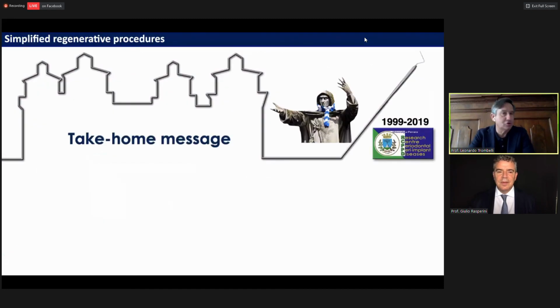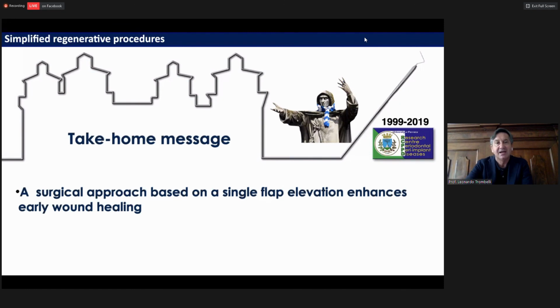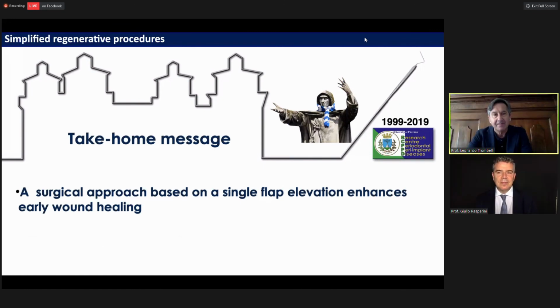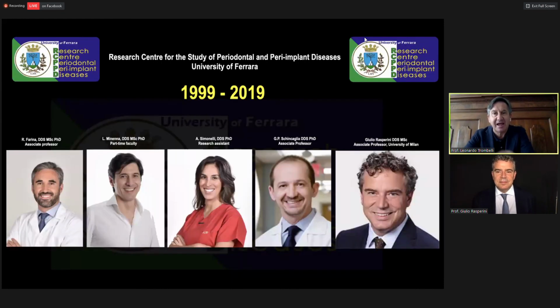So to conclude, Giulio, and to give the audience a take-home message, we may possibly say that with a surgical approach based on a single flap elevation, we may enhance the conditions for early wound healing. And second, whenever indicated, a single flap approach seems to lead to better reconstructive outcomes compared to a conservative double flap design. And finally, let me thank all these contributors, including our chairman, Giulio Rasparini, who was part of the team that put all this information together.